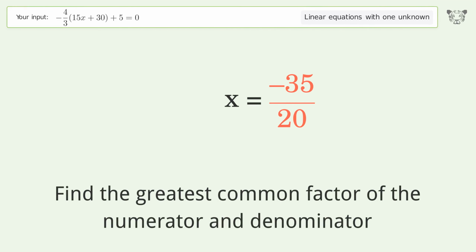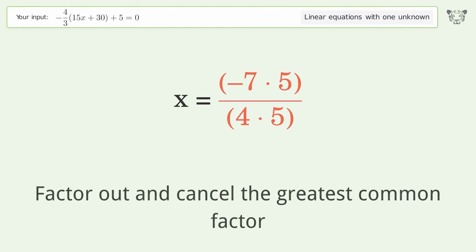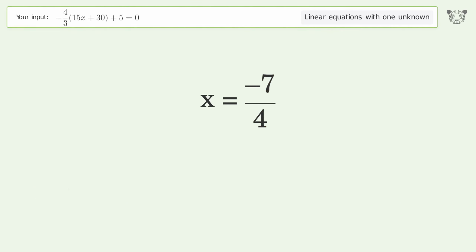Find the greatest common factor of the numerator and denominator. Factor out and cancel the greatest common factor. And so the final result is x equals -7/4.